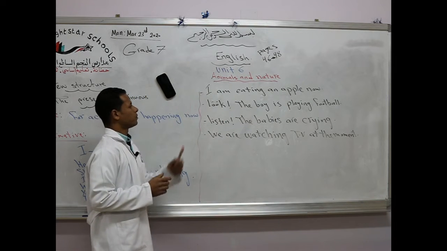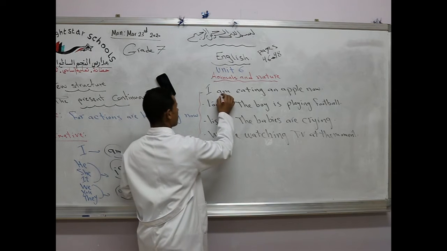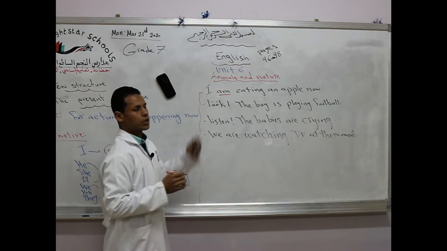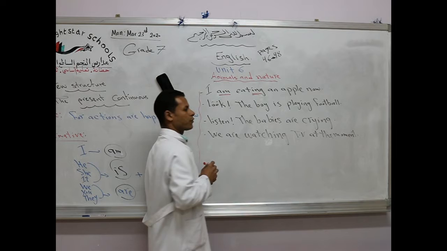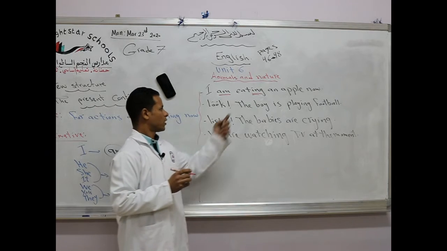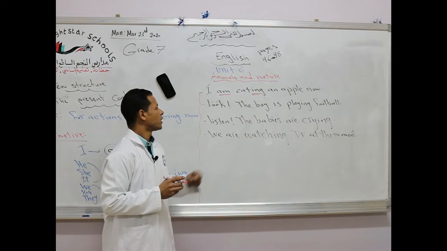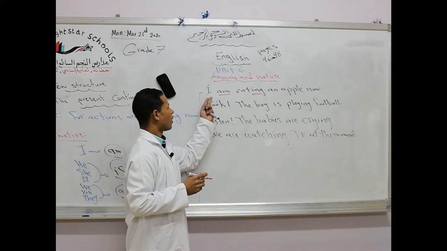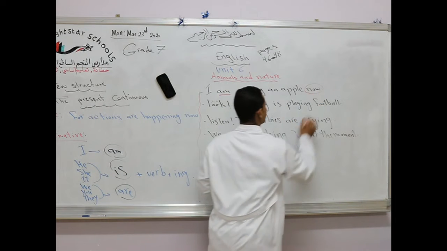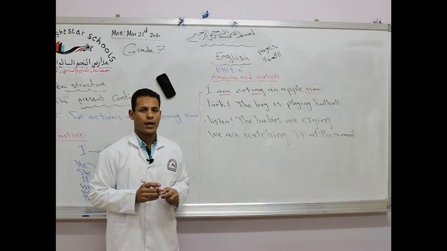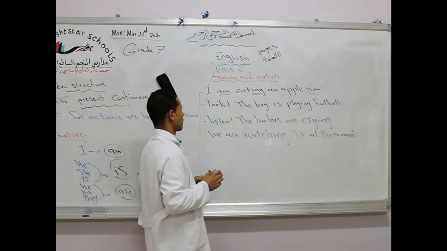The first example, I am. We use am because the subject is I, and we put ing after the infinitive. Eat, we add ing and it becomes eating. I am eating. Here we use now to express that the action is happening at the moment of speaking.